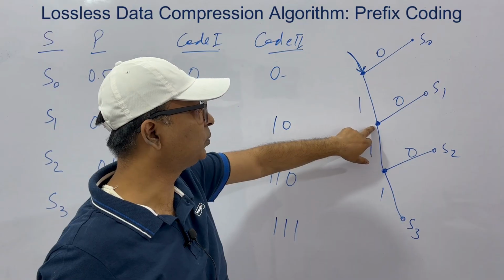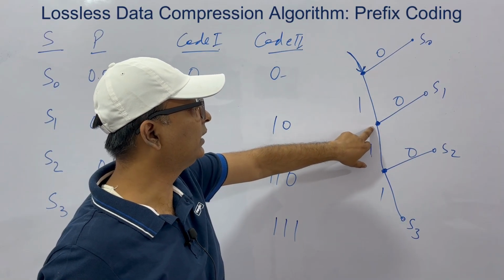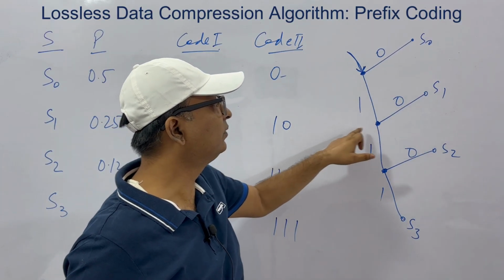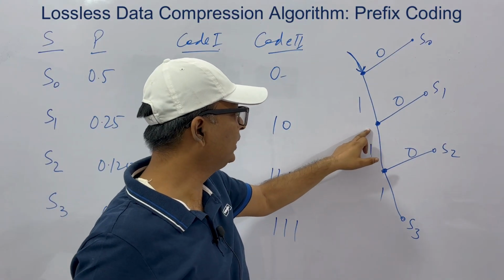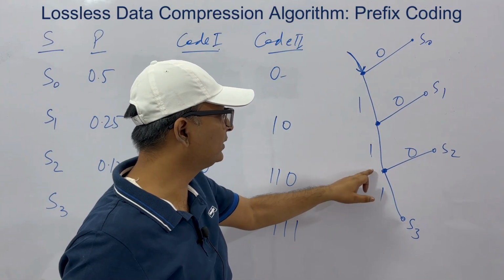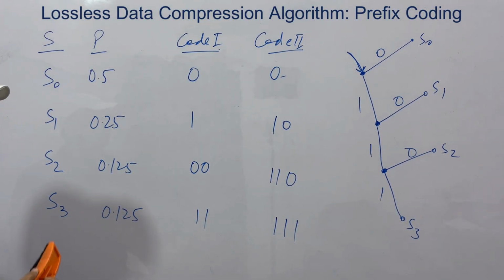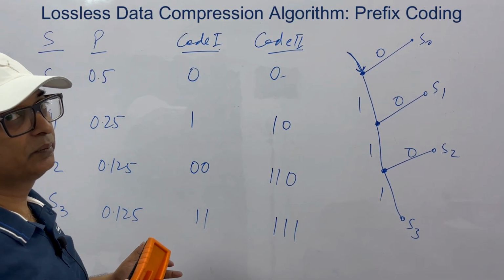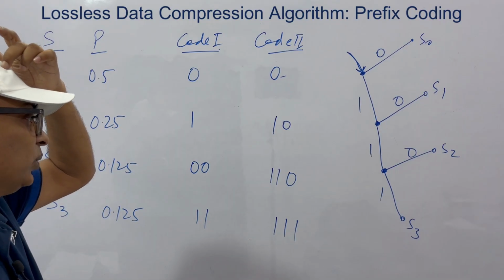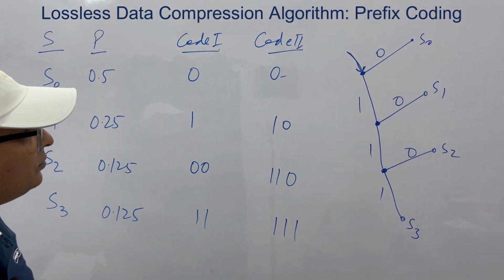See, this is a decision point, a decision node. So 1, it comes to this point. If it is 0, it will go to this side. If it is 1, it comes to this point. Again 0 or 1. If it is 0, it goes to this, 1 to this. So this is how prefix coding works. Coding and decoding. It is uniquely decodable.